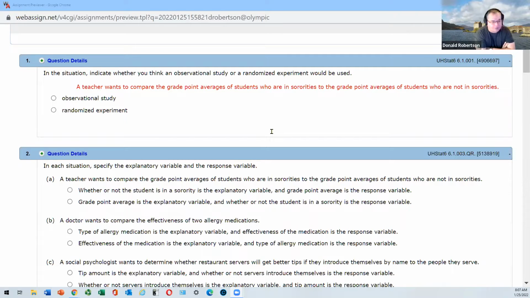The full title for an experiment is randomized experiment. I never use the word randomized. I just call it an experiment. So which is it, observational or an experiment? Observational. Correct. What's the clue here that makes you decide that and not the other?